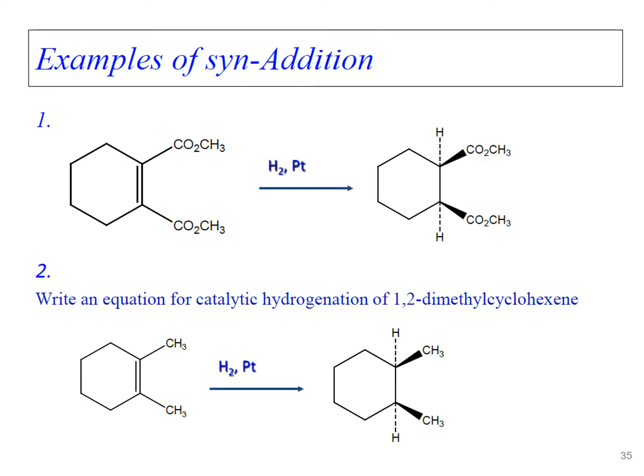More examples of syn addition. Another cyclic structure is shown adding up two hydrogens, and the main thing to remember about the syn addition is the two hydrogens. As we can see, both are represented by dotted bonds, therefore they are both coming from the same side of the plane or the same direction, and that is a property of syn addition. Second one is also a similar structure, dimethyl cyclohexene, and it is also adding up the hydrogen, and it is also an example of the syn addition where both the hydrogens are added from the same side basically.